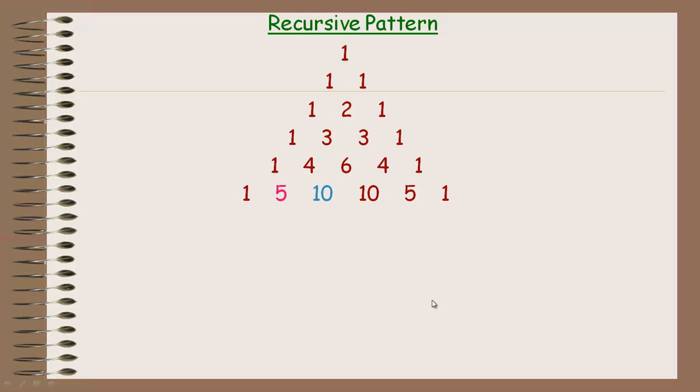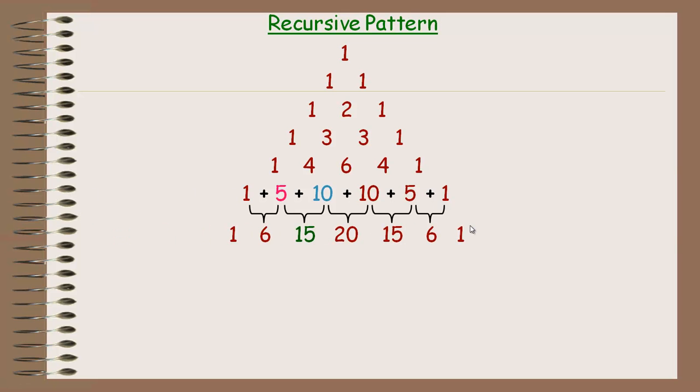The recursive pattern, the adding to get the next number. So that's 1 and 5 add to 6, 5 and 10 add to 15, 10 and 10 add to 20, 10 and 5 add to 15, 5 and 1 add to 6, and we have a 1 in the end. Okay, so now notice I have these different colors. The 5 and 10 add to 15. So this is how you write this one as a combination formula or equation.